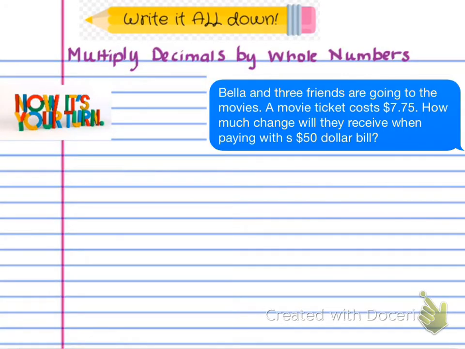Bella and 3 friends are going to the movies. A movie ticket costs $7.75. How much change will they receive when paying with the $50 bill? So now is the time that you want to go ahead and pause the video. You want to pause the video, write the problem down, and then I want you to go ahead and work it out using the notes that you just took from the example that I showed you here. All right, so make sure that you pause the video.